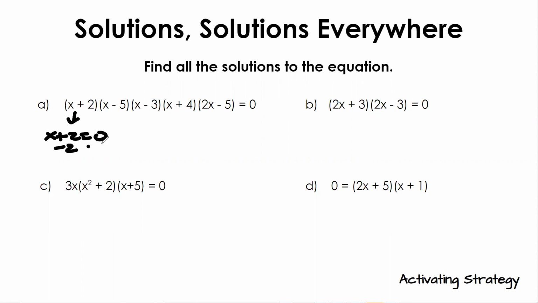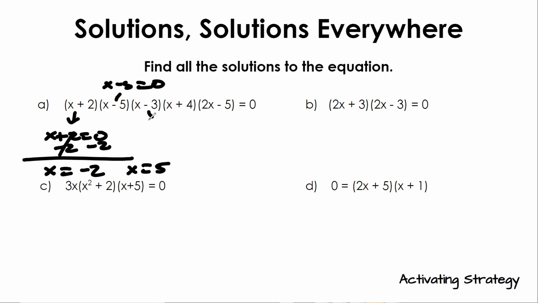So we're going to subtract 2, and that means that we're going to have x equals -2. We're going to do the same thing for this next one. We're going to say x minus 5 equal to 0. When we solve, we'll get x equals 5. On the next one, we set this equal to 0 and we solve, we're going to get x equals 3. It does have to eventually all equal to 0.